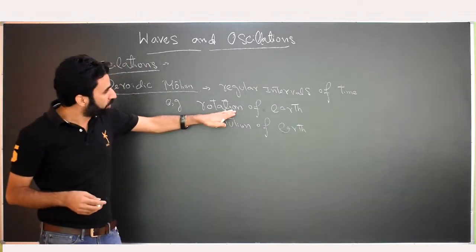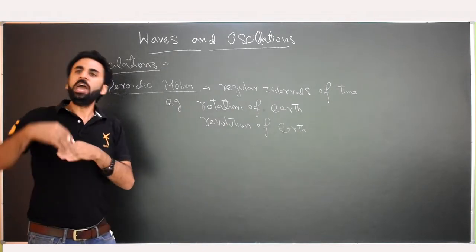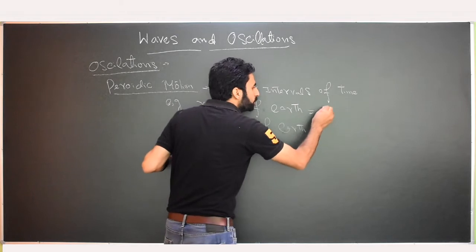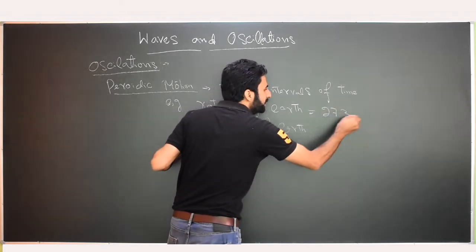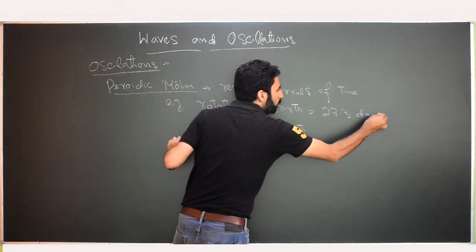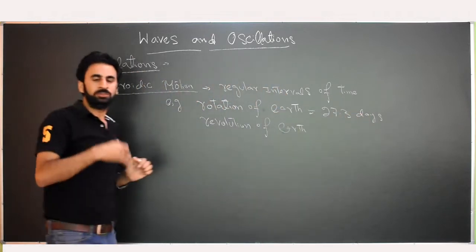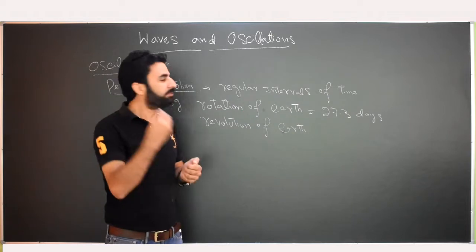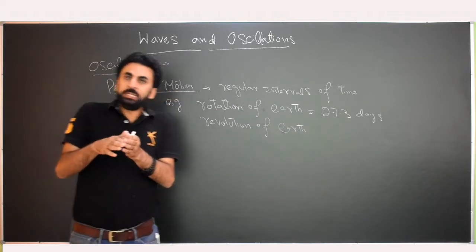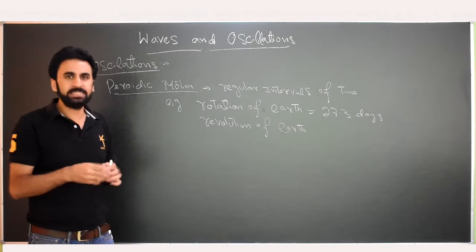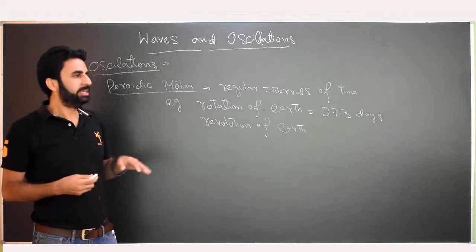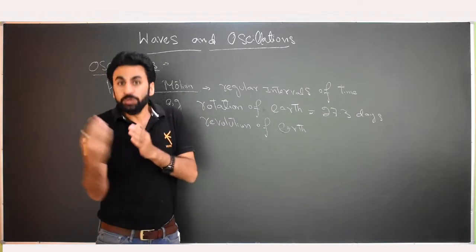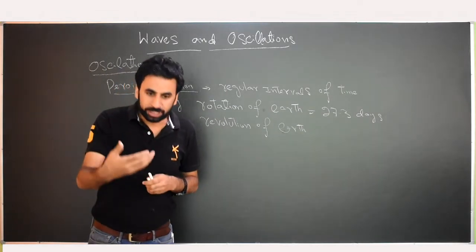The rotation of Earth around its own axis takes equal intervals of time every time, approximately 27.3 days, which is normally called 1 month. So every time Earth takes 27.3 days to complete one rotation about its own axis. We can conclude that rotation of Earth around its own axis is a periodic motion.